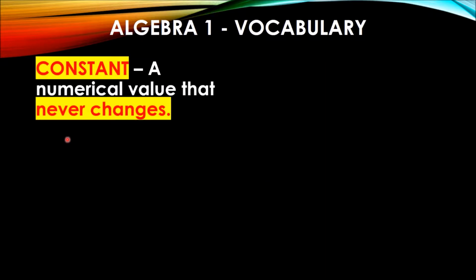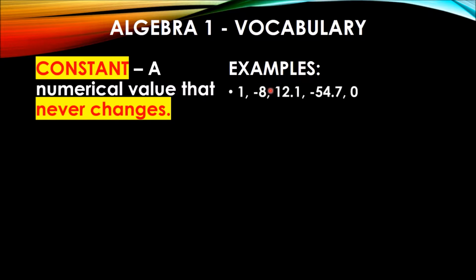Okay, so here's our first vocabulary term, constant. And a constant is just a numerical value that never changes. So let's look at some examples of these. Like just regular numbers that we're used to, like 1, -8, 12.1, -54.7, 0. These are just regular numbers, and we're used to working with these. These are constant. Their value never changes.